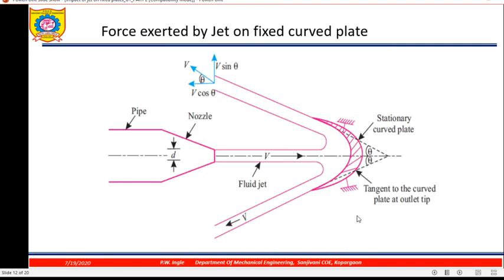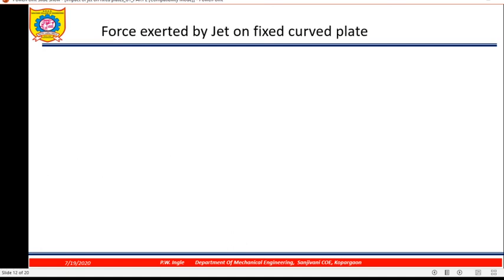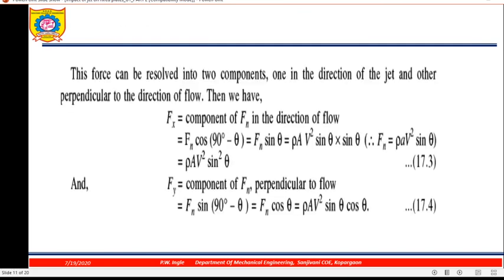So these are the equations for impact of a jet on a stationary flat plate and a stationary inclined plate. In the next lecture we will discuss the force exerted by the jet on a fixed curved plate. So here we stop. Thank you.